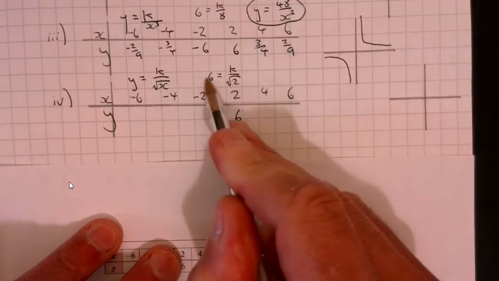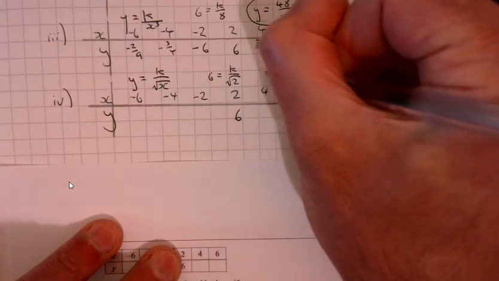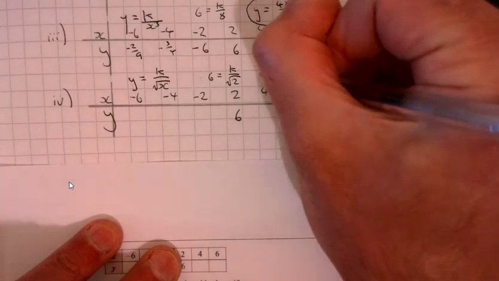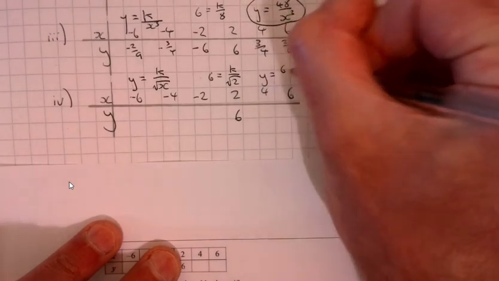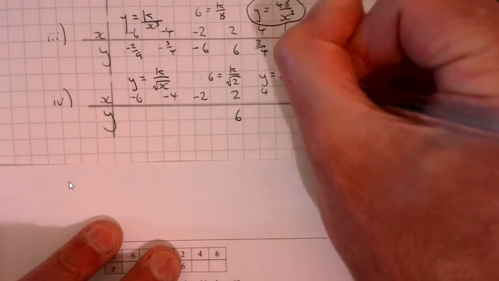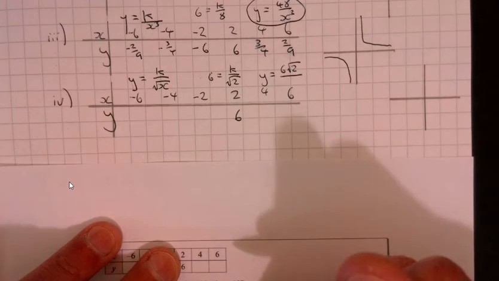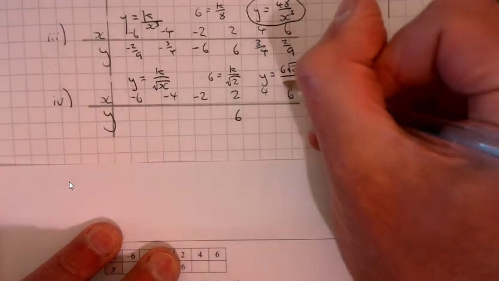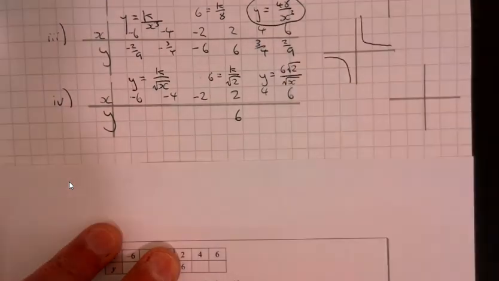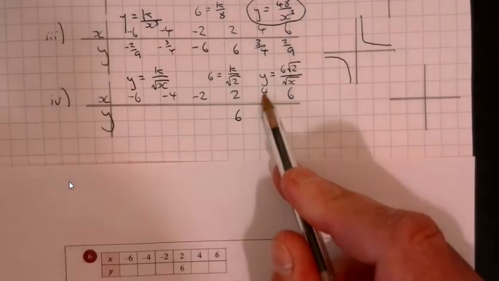So k equals 6 times root 2. So that's not very nice. So I'm just going to write it like this. So 6 root 2 over the root of x. Alright, that's really not very nice. Right, let's quickly do this one here.